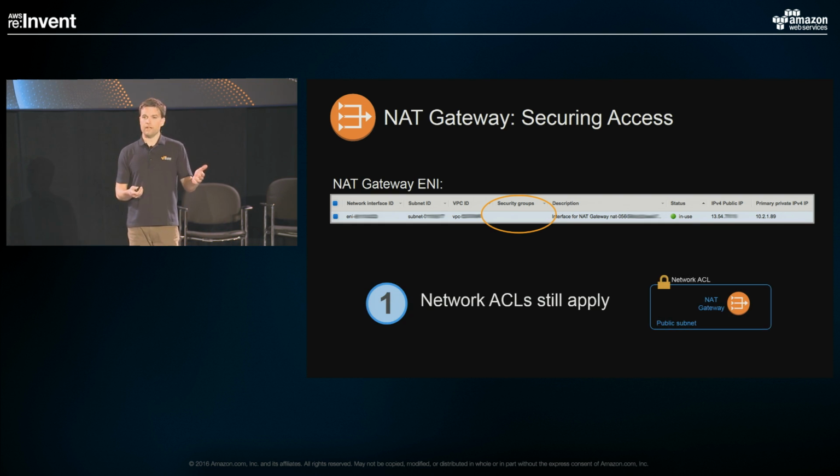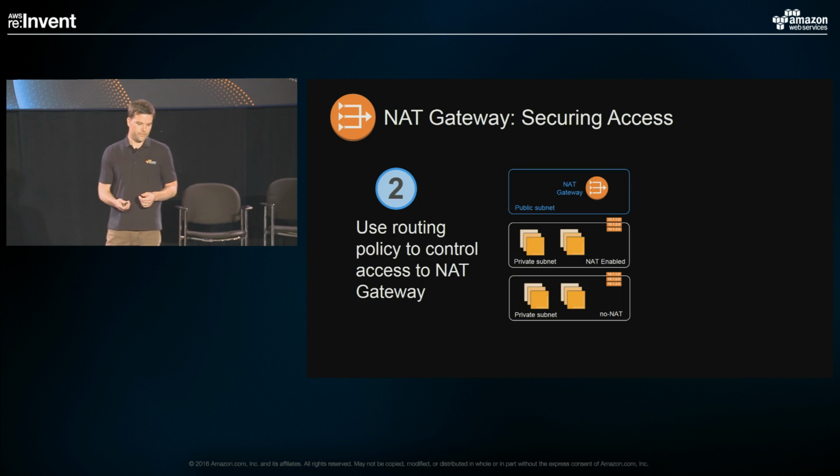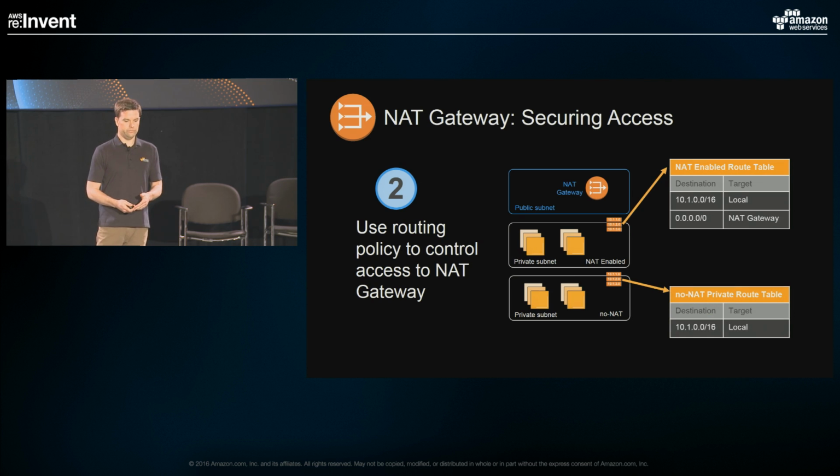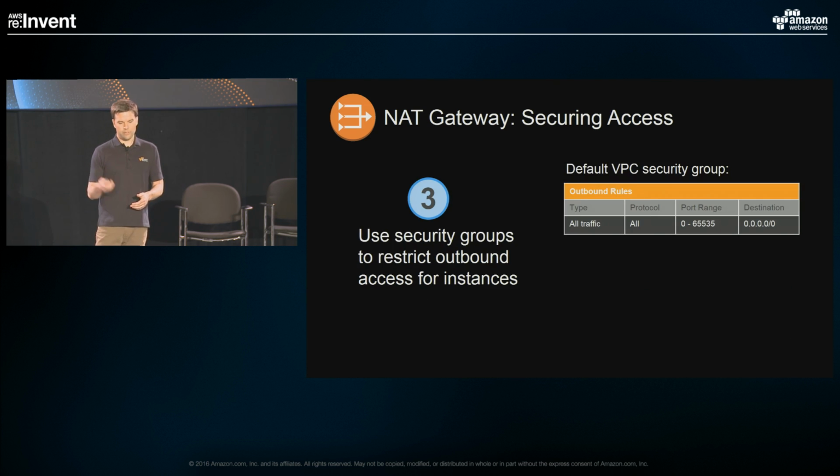So the first thing is network ACLs, they still apply. So if you're doing some coarse grain control on the subnet access itself, those will still apply to get to the NAT gateway. The second thing is what I've been harping on, is use routing policy. So have subnets that have a route table assigned to them that allows them to use the NAT gateway versus subnets that don't. And the third one is really the key one.